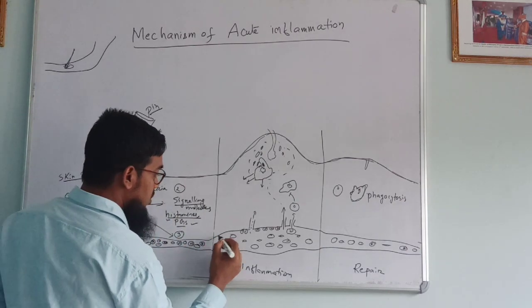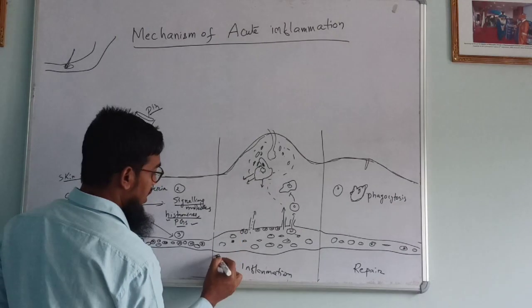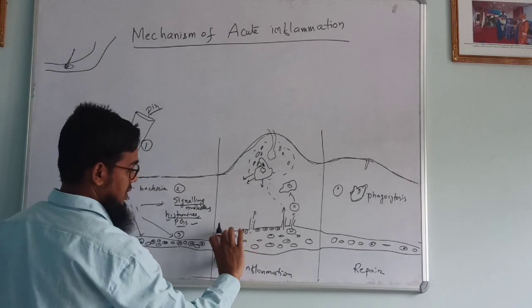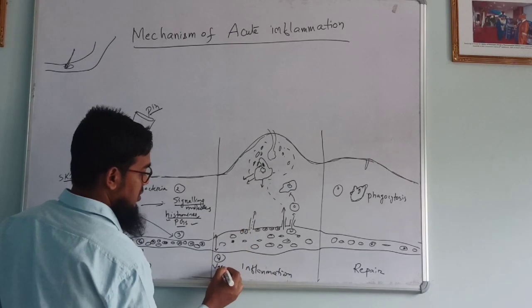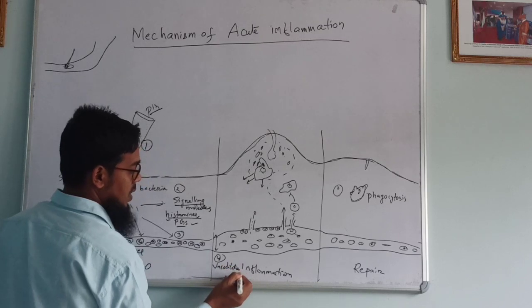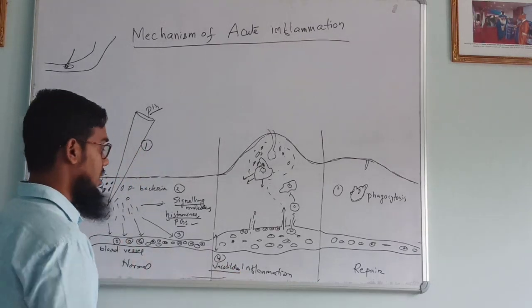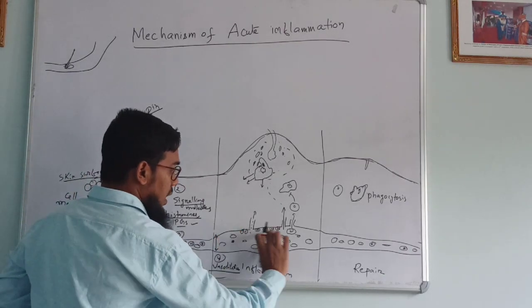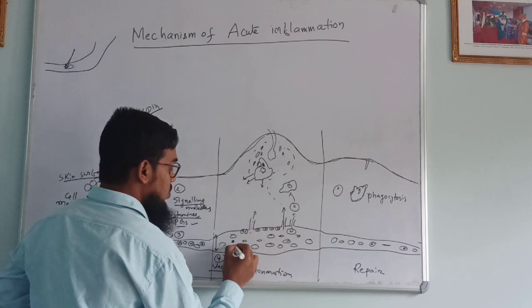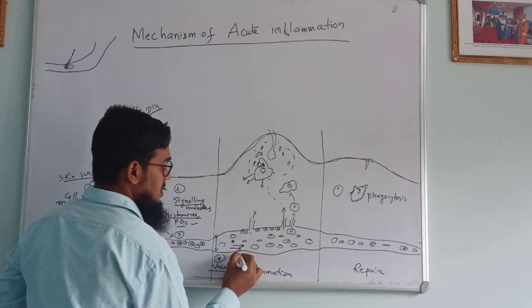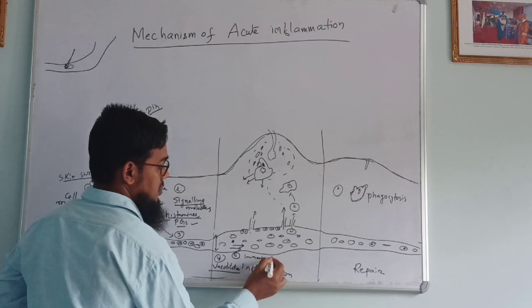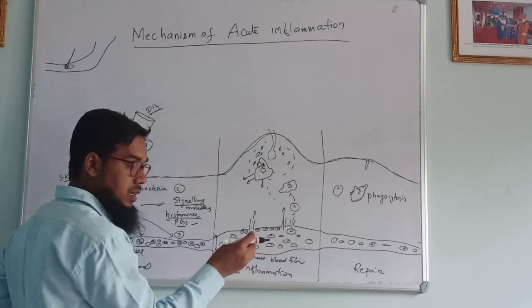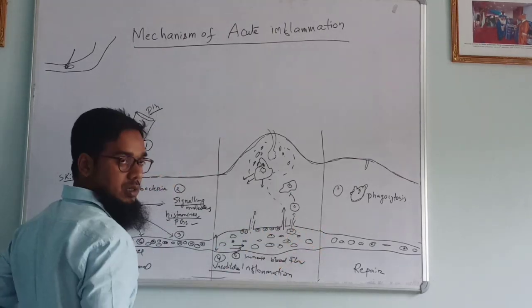And what will it do? First, it will cause vasodilation. The blood vessel will dilate, so the diameter increases. So vasodilation is occurring. It is the fourth step. Fifth, in the blood circulation, increased blood flow will be there, and along with it more of the cellular components in the blood will come.